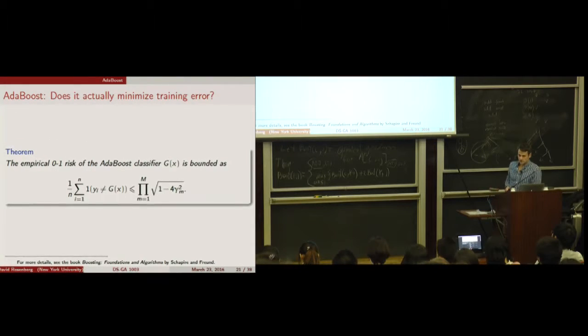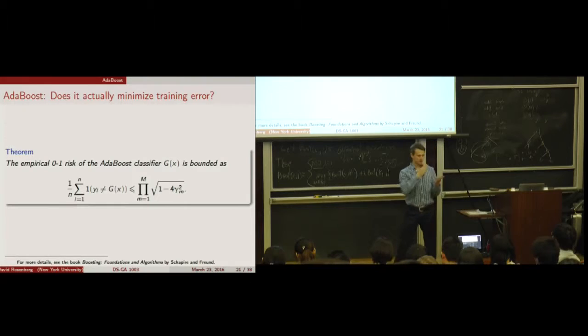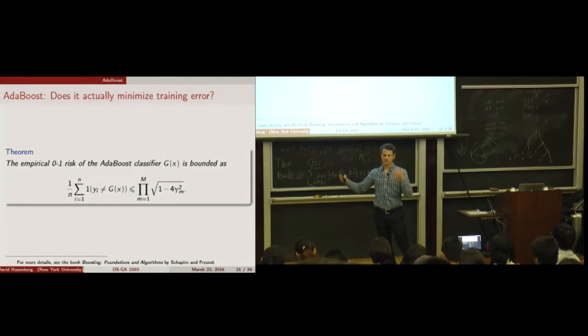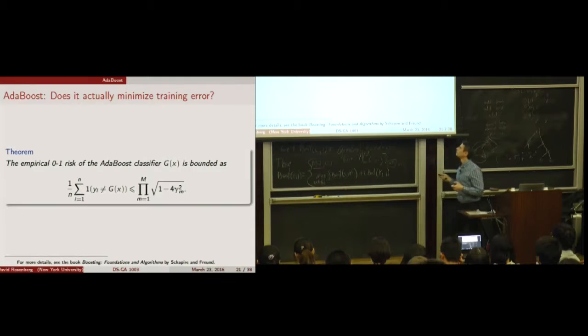So here's a theorem, which we'll try to figure out what it means in a minute. The theorem is about the empirical 0-1 risk. This is the original error, not the weighted error. Right? This is the thing that we actually want to minimize in training. The empirical 0-1 risk of the AdaBoost classifier G(x). What is G(x)? It's that non-negative combination of the individual weighted classifiers at each round, right? Okay. So it's like alpha_1 G_1 plus alpha_2 G_2 up to however many rounds we ran. All right. So what's on the left here?